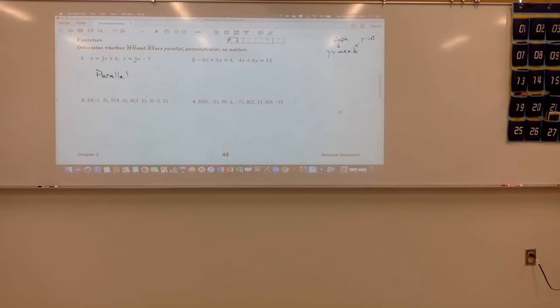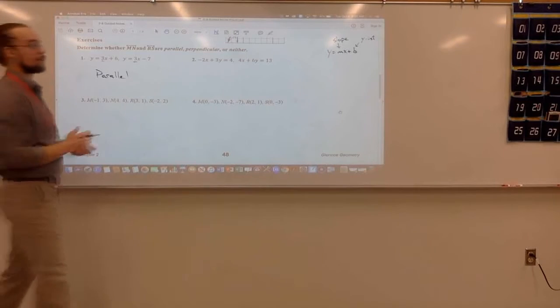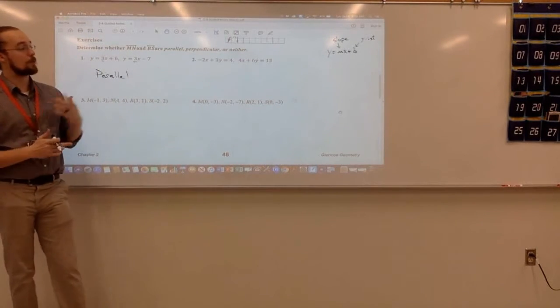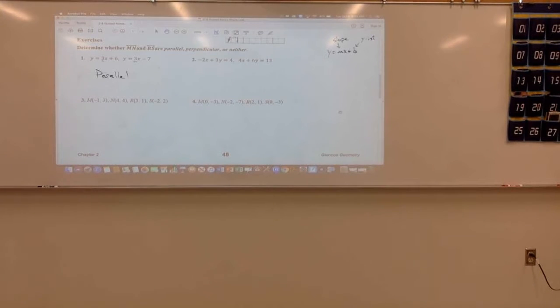They're both in standard form. So what does that mean? So what do I have to do? Put them into slope-intercept form, right? So that basically means solve for y. So go ahead and do that for both of those. Solve both of those for y.